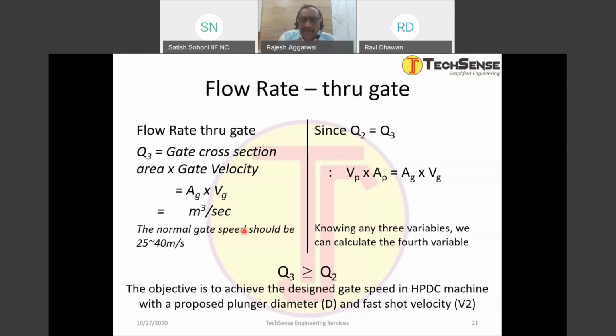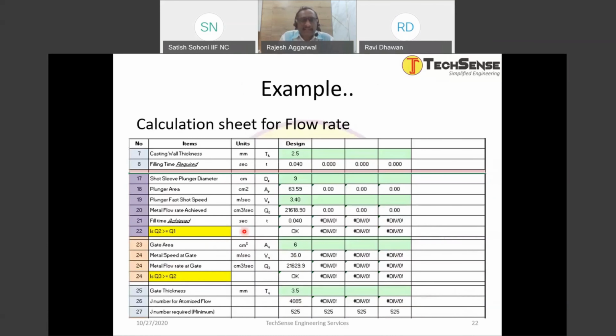Right? We can see the same thing again in the Excel sheet. Right? Q2 we already had. Now we are calculating Q3. Right? So we are giving gate area as an input and metal speed at the gate as an output. Flow rate at the gate is also an output. Right? Q3 has to be more than or equal to Q2. Okay, then proceed.